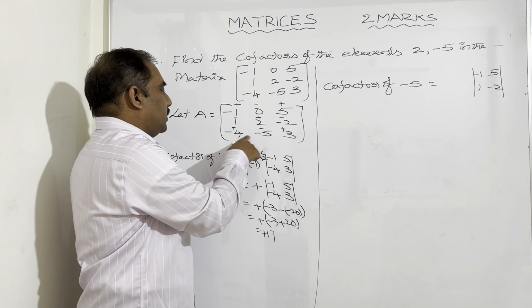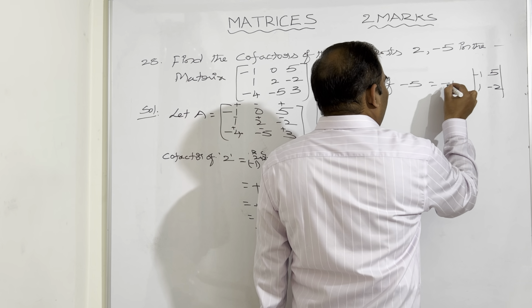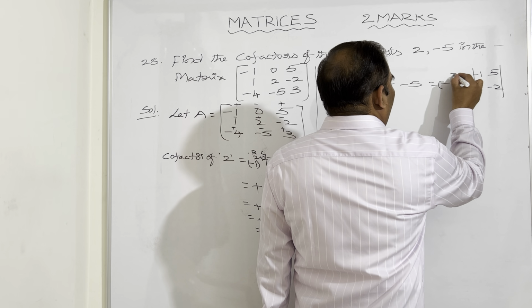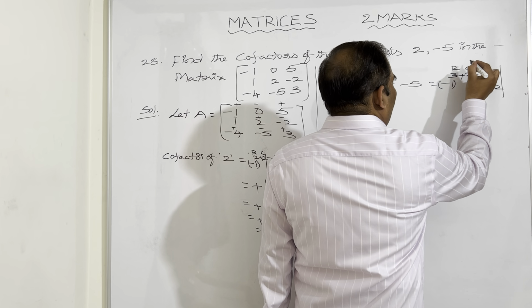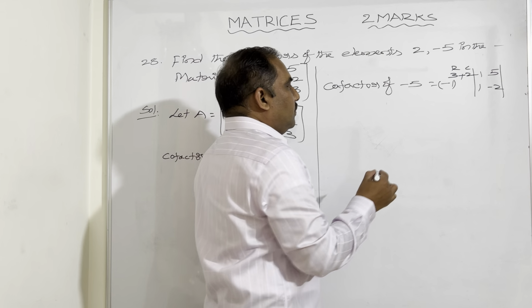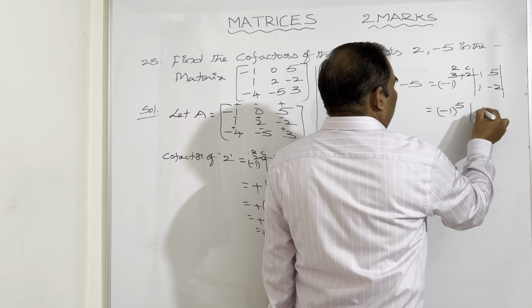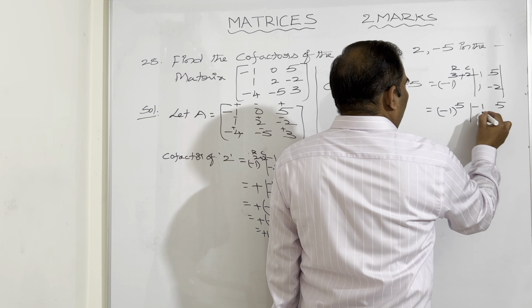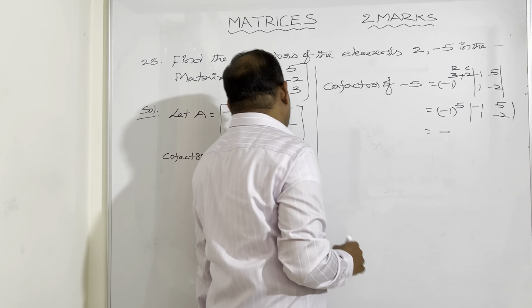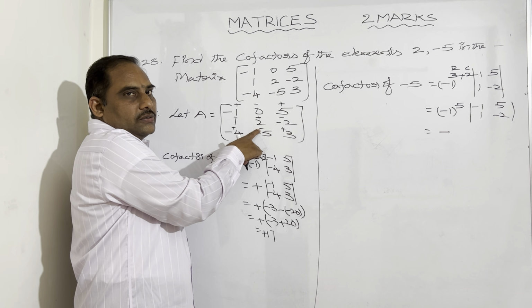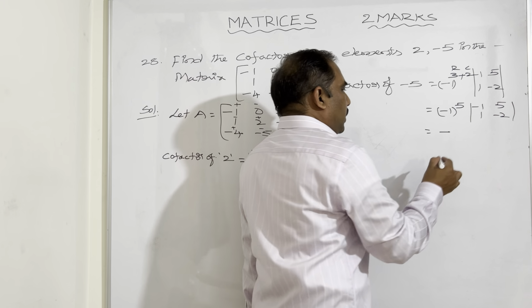Third row, second column is where minus 5 is present. So the minor is multiplied with minus 1 whole to the power of third row, second column. This represents rows and this is columns. So finally what we get here is minus 1 whole to the power of 5 into the determinant of minus 1, 5, 1, minus 2, which gives us minus. So that's why I already kept minus here. Like this also you can directly take minus, or by applying it like this you can consider.